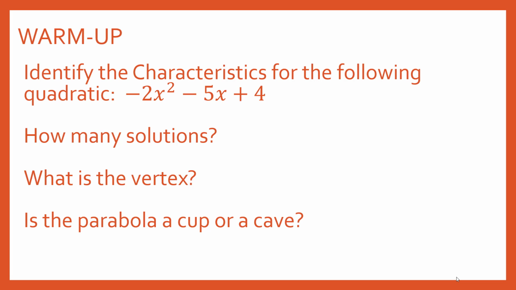Identify the characteristics of the following quadratic: negative 2x squared minus 5x plus 4. Take just a moment to see if you can figure out the solutions to each of the questions below.